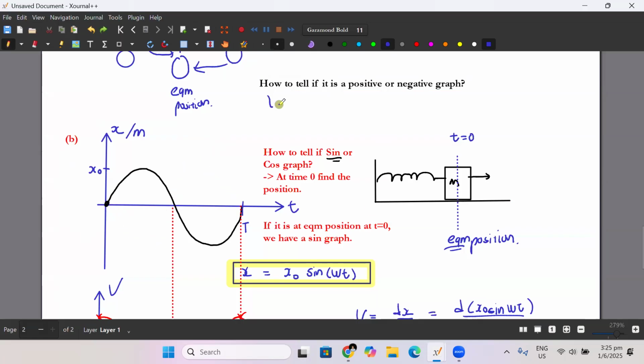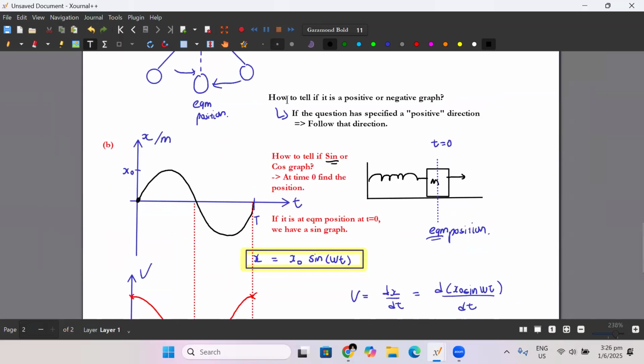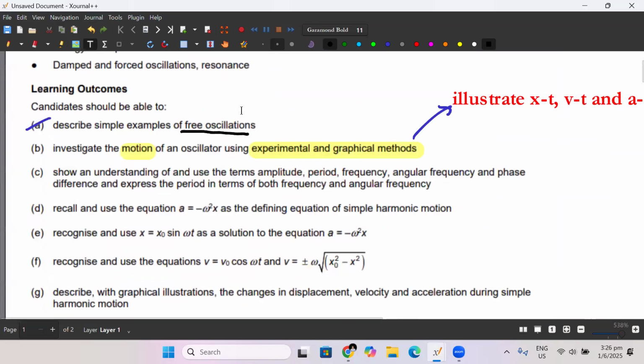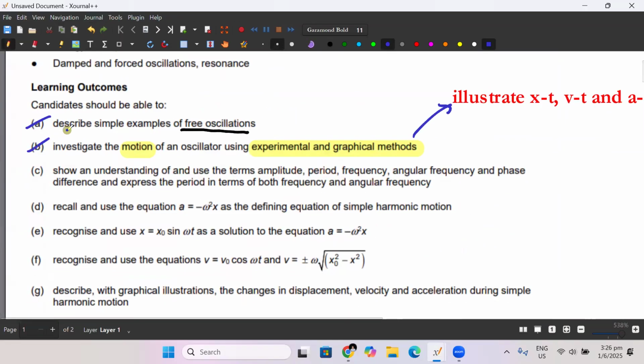The idea is just to determine if the question has specified a positive direction, then simply follow that direction. But if they didn't, which is actually most of the questions, then you can set the direction yourself. But I recommend always stating the direction. Be very clear to yourself and in your question what is the direction that you're concerned about. Like which direction are you going to set as positive, in other words? Easy. So we are done with B.